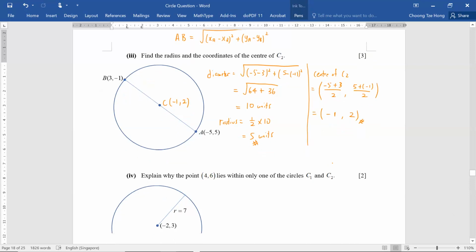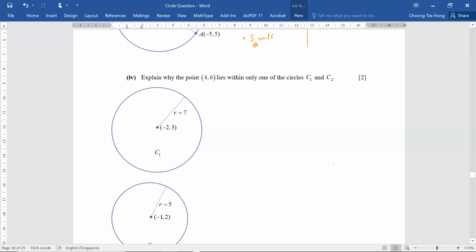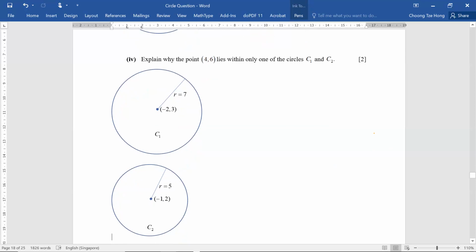Moving on to the last part of the question. They ask you to explain why the point (4, 6) lies within only one of the circles C1 and C2. Determining whether a point lies within a circle is actually quite easy. We find the distance from that point to the center of each circle. If that distance is more than the radius, then it's outside the circle. If it's less than the radius, then it's within the circle. So let's try it out.